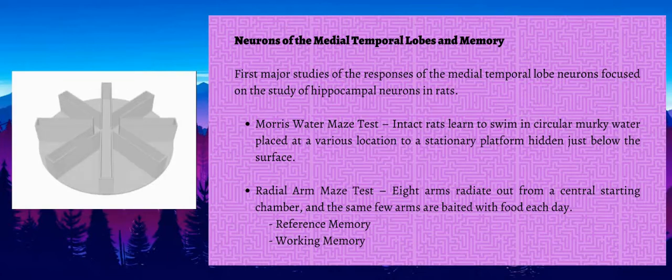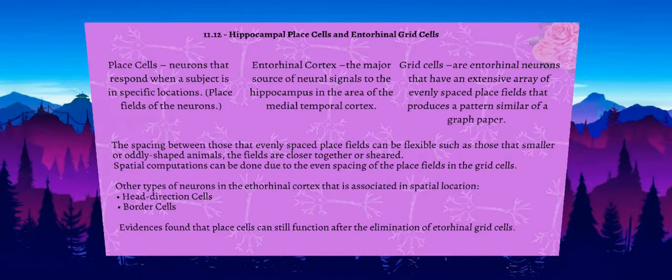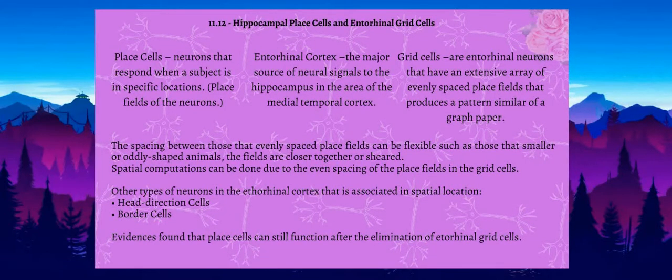Hippocampal place cells and entorhinal grid cells. The hippocampus plays a role in spatial processing because many hippocampal neurons are place cells. So place cells are neurons that respond when a subject is in a specific location. For example, in an unfamiliar test environment, one of the hippocampal neurons of a test rat will have a place field in that environment. And then as the rat familiarizes itself with the environment, those hippocampal neurons will acquire a place field in it that only fires when the rat is in a specific part of that environment.